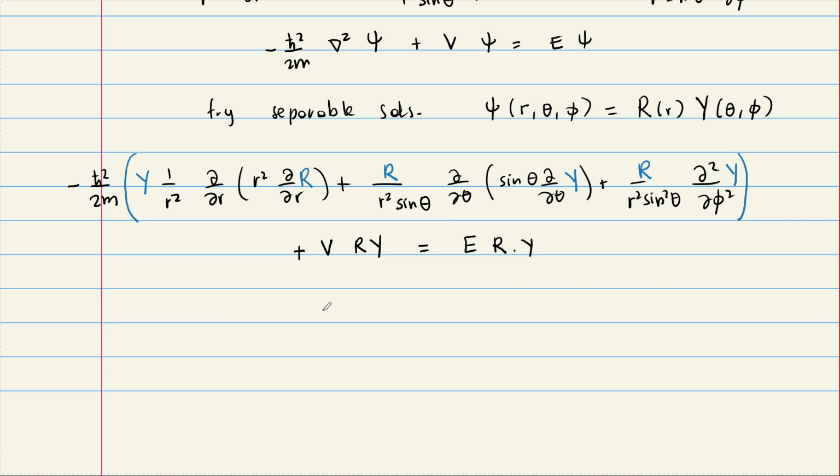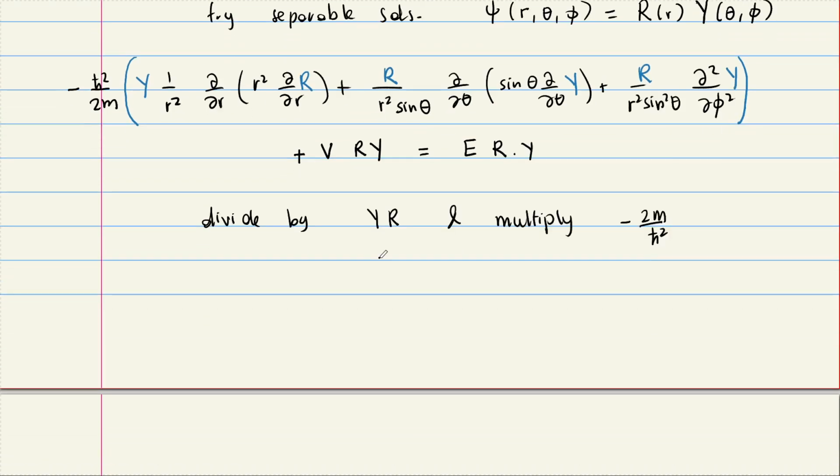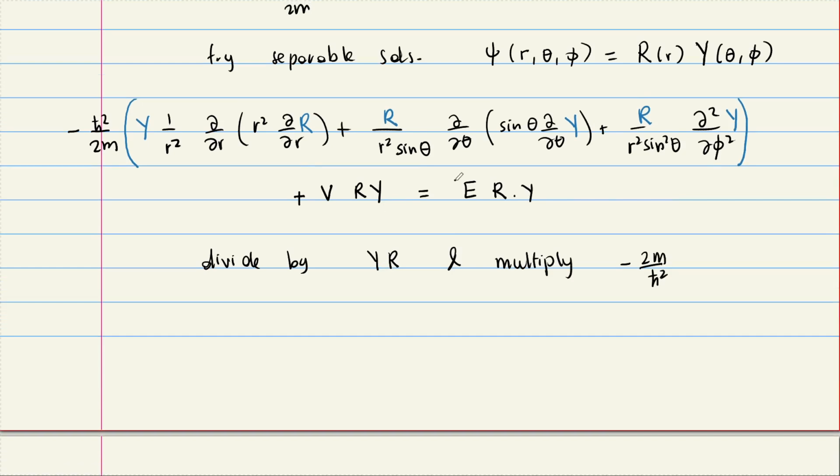And the second step: divide by Y times R, and let's multiply with minus 2m over h bar squared, so that this factor is going to go to a smaller thing here. Actually, let me also do it this way. This E, I'm going to carry to here. So this is minus E, and I'll set here 0.